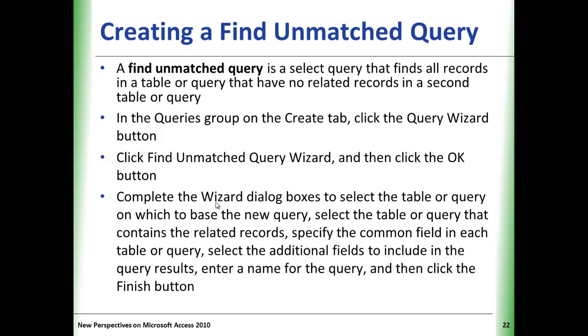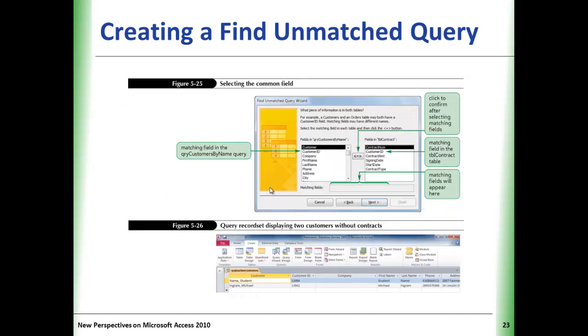But if we're dealing with thousands of records, that wouldn't be a very effective way to do it. So our find unmatched query can do that for you very quickly. One of the things that goes wrong in tutorial 5 with the find unmatched query is naming issues within the tables. In some cases, we have fields in two tables that have the same name but do not contain related data. And so you need to be very careful of that.